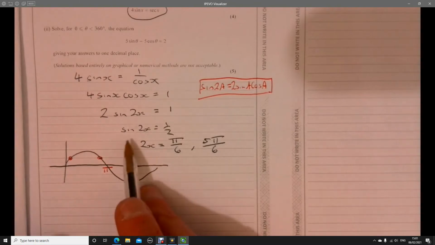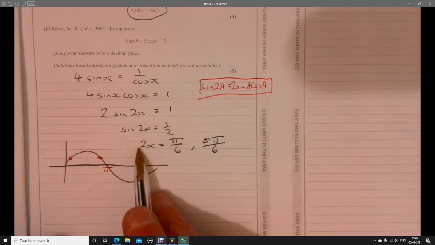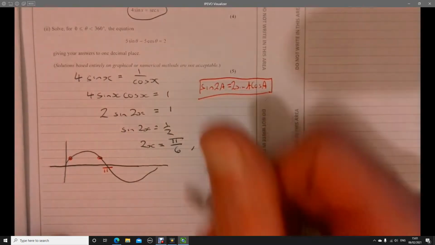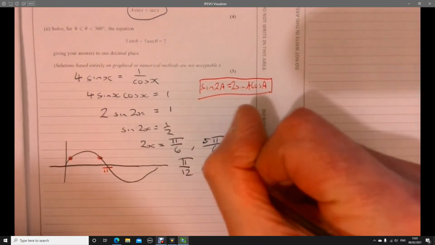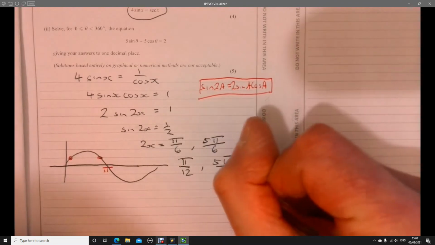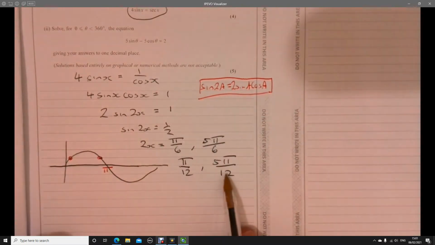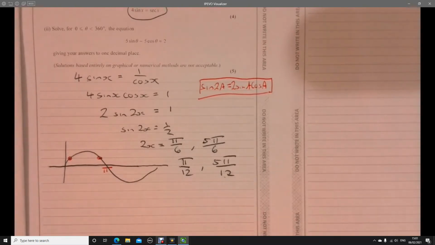So now if we've got 2x is equal to that, if we divide both of these by 2, we get pi over 12, and divide this one by 2, and actually, look, it is less than half pi. So it's very easy to miss that particular solution out. Be really careful about that.